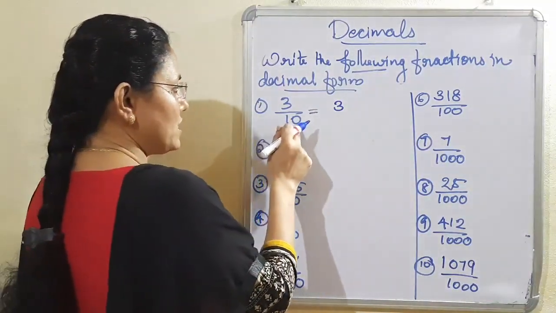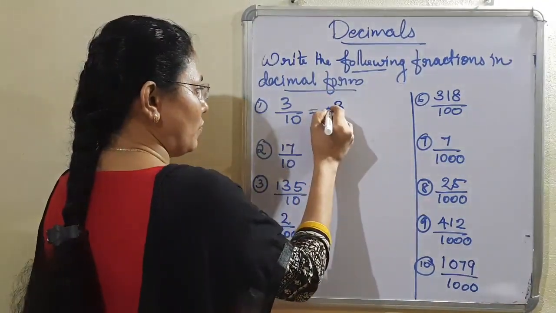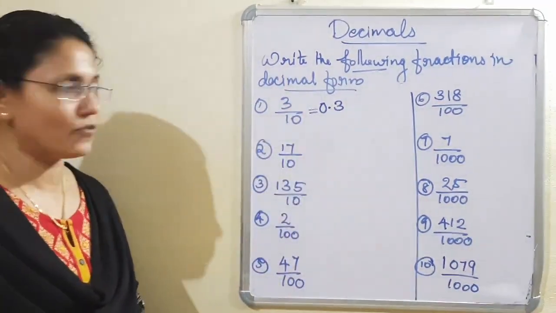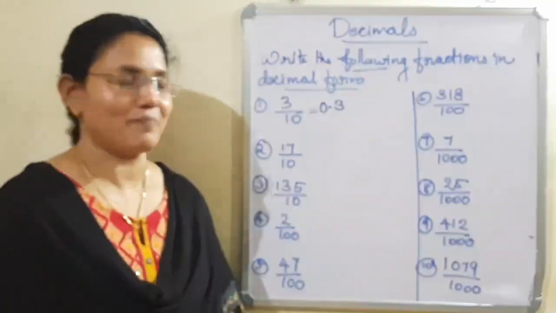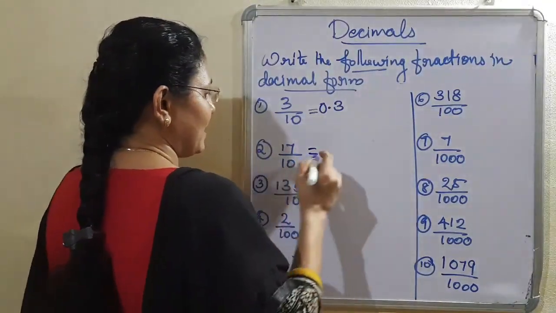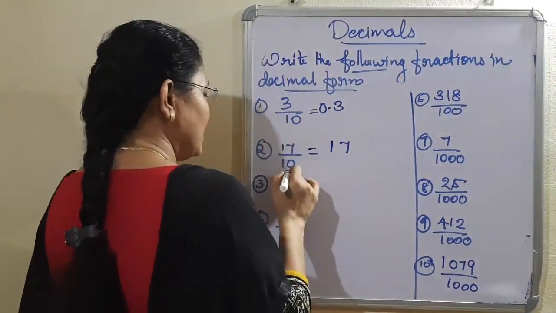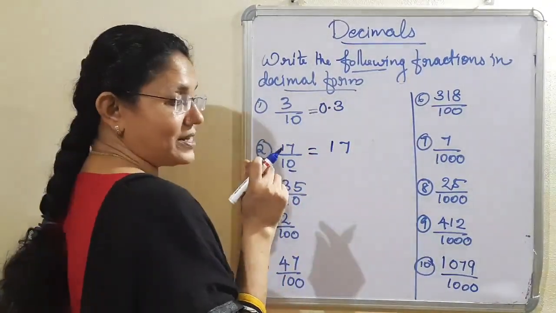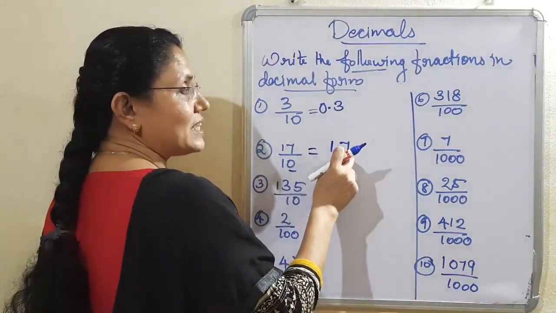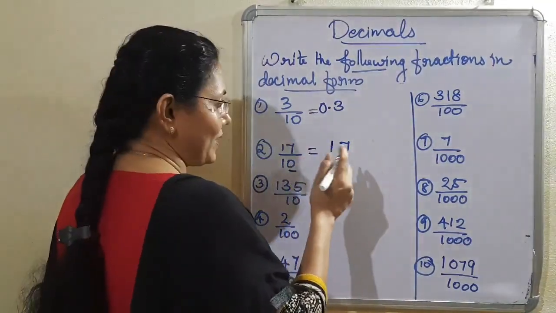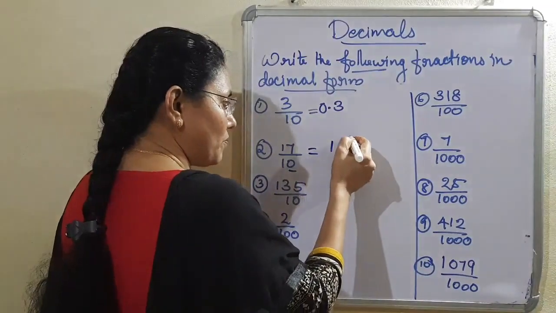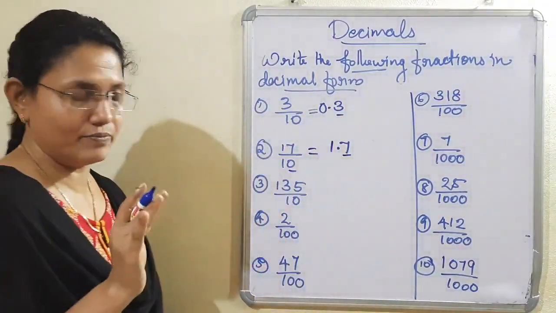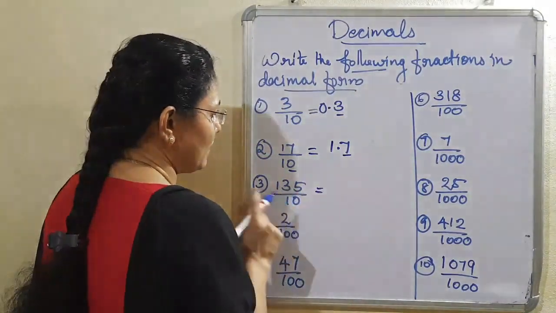In the denominator 10, therefore from right to left I count 1 digit, and the whole number part, nothing is there, we should write there 0. Therefore it is 0.3. Okay, next one, 17 by 10. I am writing the numerator first. Here in the denominator there is 1 zero. Then what to do? 1 decimal place. Decimal place means the number of digits that come after the decimal point. Here 1 only, therefore from right to left I am counting 1 digit. Here how many decimal places? Only 1.